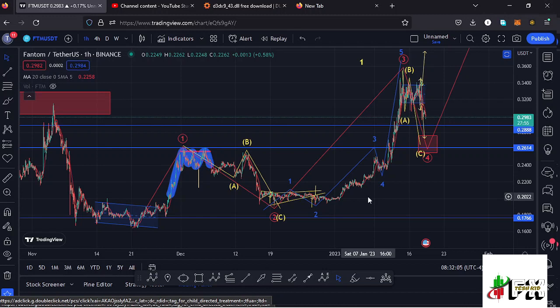And before I start the video, it's worth noting that a move that we have been anticipating here on the Fantom chart is playing out now, and I'll be getting into that in a few.